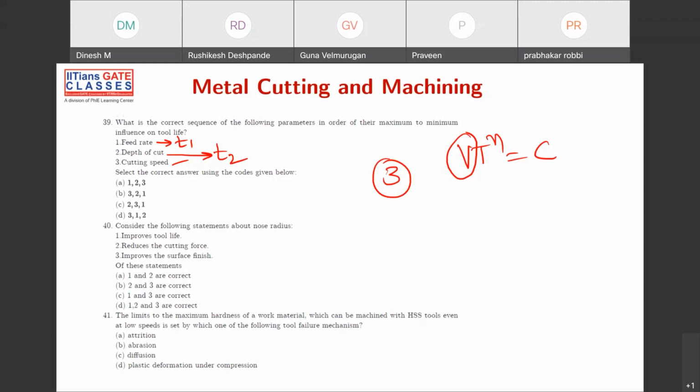What chip? Whether it is uncut or cut chip? What do you say? T1 or T2? So we already know this formula: V to the power n, F to the power of A, D to the power of B. Right?